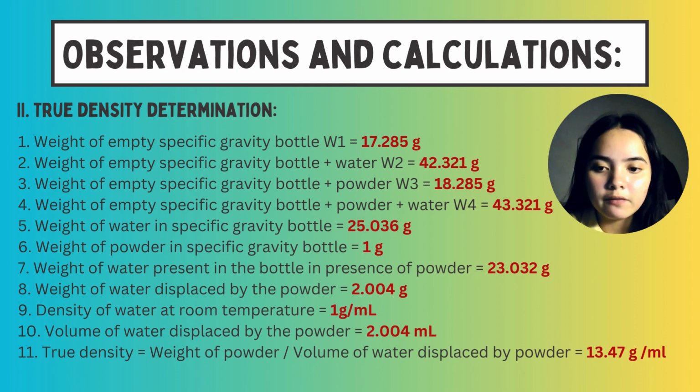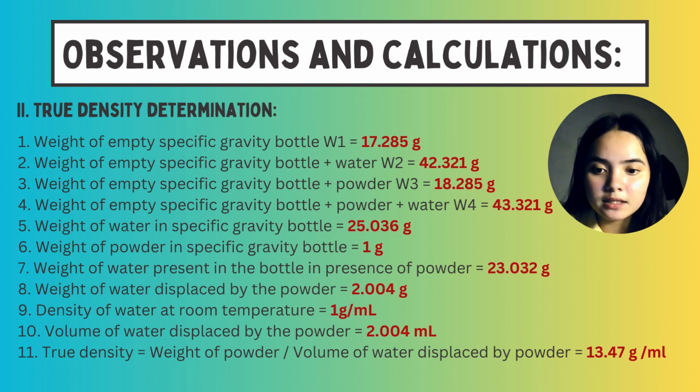Fifth is the weight of water in specific gravity bottle, which is equal to 25.036 grams. Sixth is the weight of powder in specific gravity bottle, which is equal to 1 gram. Seventh is the weight of water present in the bottle in presence of powder, which is equal to 23.032 grams. Eighth is the weight of water displaced by the powder, which is equal to 2.004 grams.